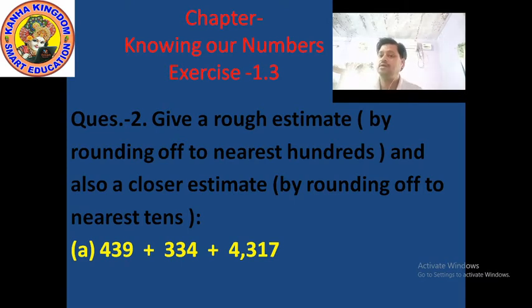You have to add all these 3 numbers. So the question is 439 plus 334 plus 4317. You have to add these numbers in two ways: first, rounding off to the nearest 100, and second, rounding off to the nearest 10.